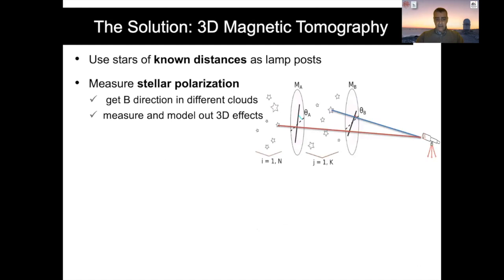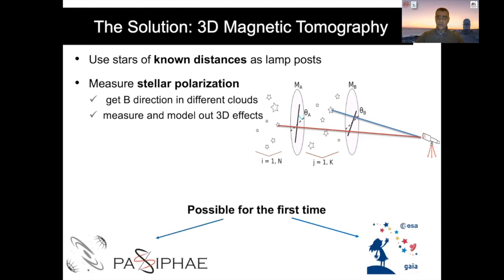The same dust grains that emit polarized microwaves also absorb starlight and impart polarization on the emerging light. So we can use stars of known distances as lampposts. If we measure the polarization of many stars of different but known distances along the line of sight, then we can infer the direction of the magnetic field between them and use this information to subtract the dust foreground from the CMB polarization, including the three-dimensional effects.